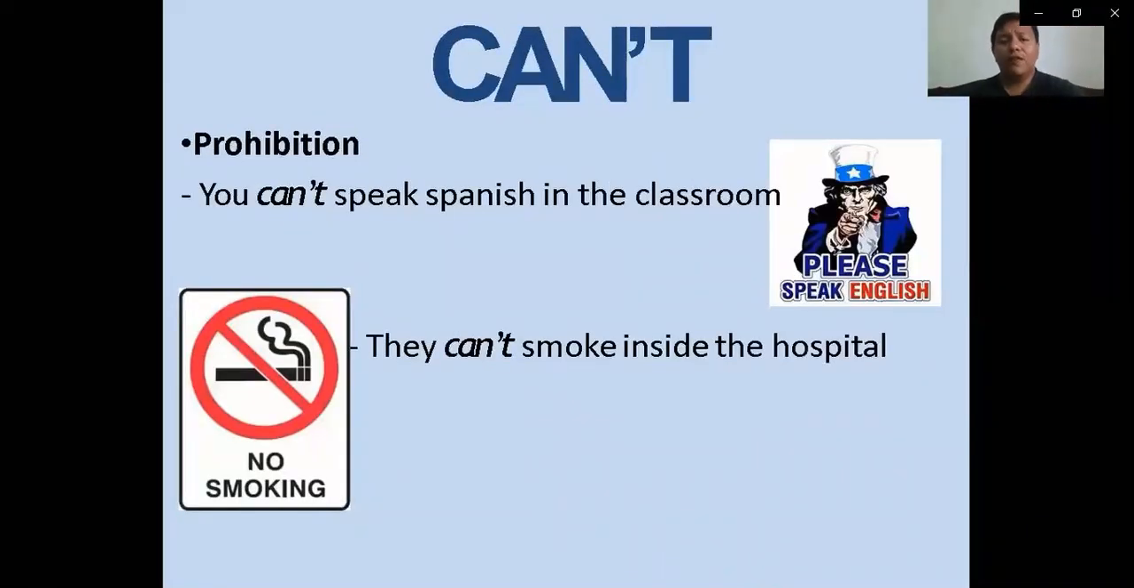Next, for prohibitions, we are going to use the negative form of can. That is cannot, or the contraction can't.